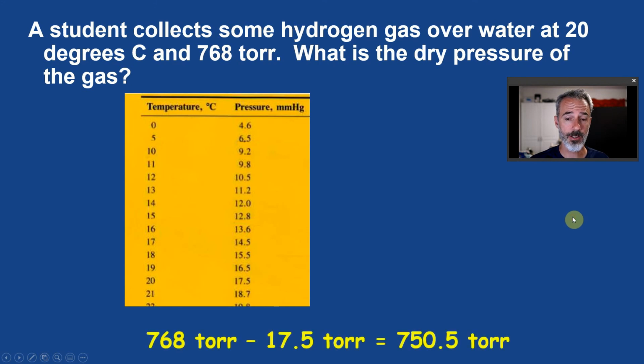All right, did you get 750.5 torr? I didn't specify units, so if you have the same answer in 1 ATM, you are correct. That's exactly right. If this is the pressure that was collected, that's the total pressure. We are going to need to subtract out the vapor pressure of water, and hopefully you noticed it was at 20 degrees Celsius. Boom, 17.5 is the amount that we needed to subtract. Great job. Let's do one more.